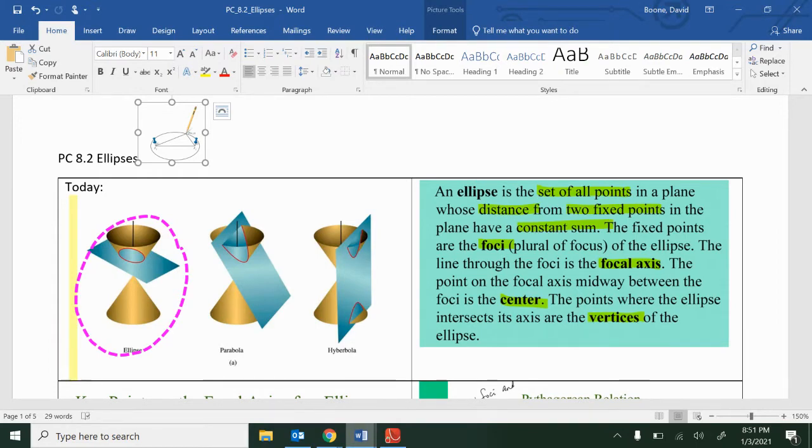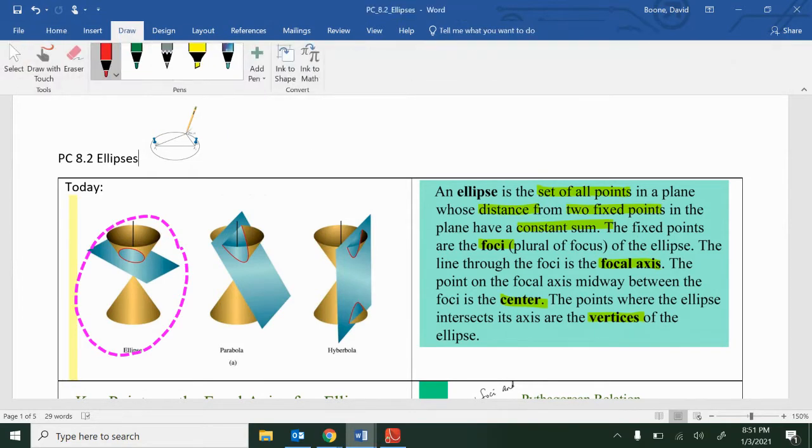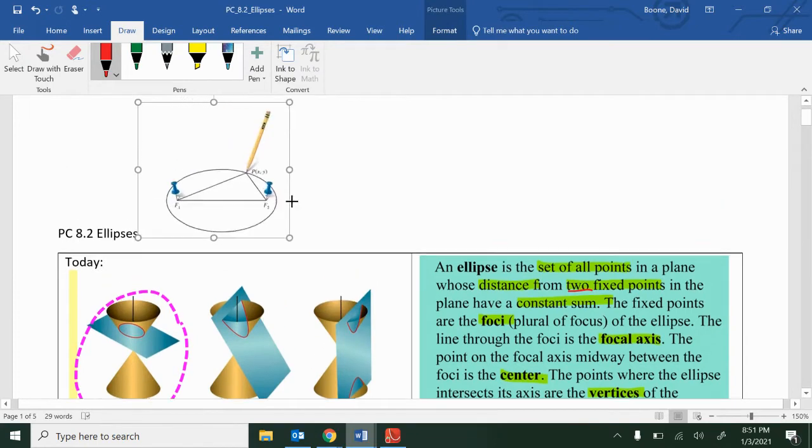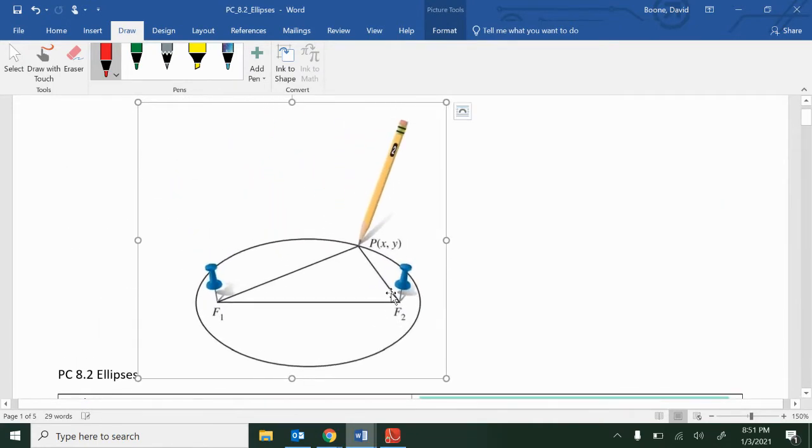And here's the definition. An ellipse is a set of all points in a plane whose distance from two fixed points, and that's kind of the key thing, where the parabola was the set of all points in a plane whose distance from a fixed point. But this is from two fixed points in the plane have a constant sum. So I've got a little picture up here that really helps illustrate that. When we look at this, it's kind of like putting two fixed points here.